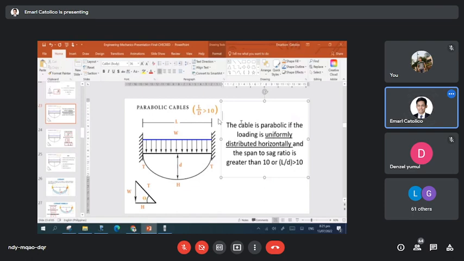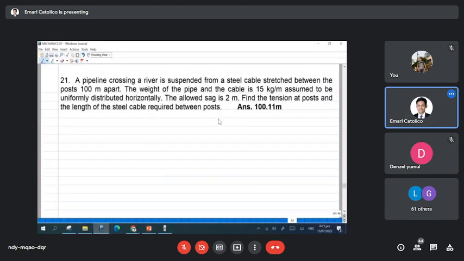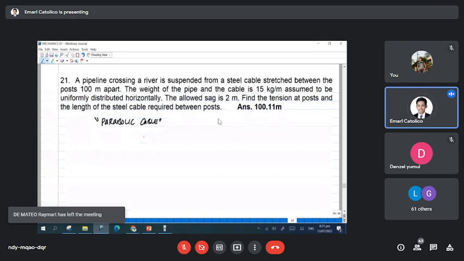parabolic cable. Pero pag walang nakasaad, no, naka-indicate sa problem na ganito, mag-L over D kayo para alam niyo yung formula na gagamitin. Okay? But since stated nga, so matic under siya ng parabolic cable. Okay. The allowed sag is 2 meters. Find the tension at post and the length of the steel cable required between posts.